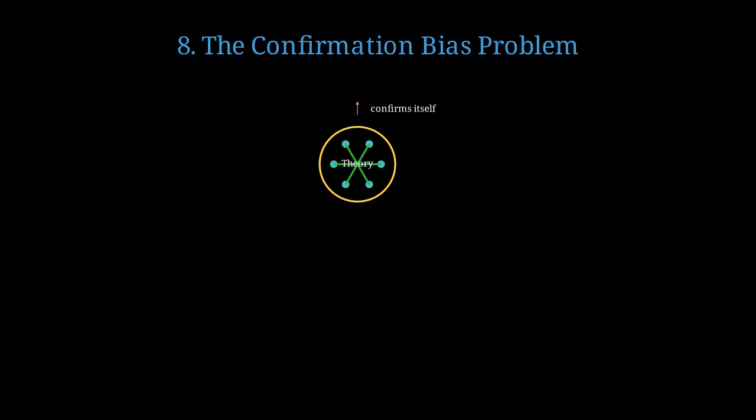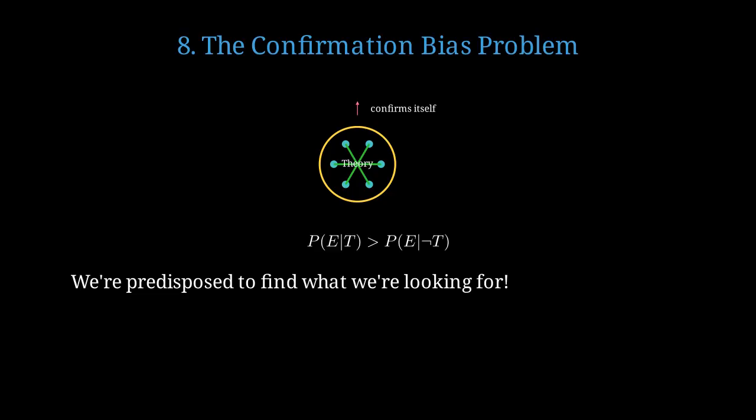The observer theory paradox leads to a serious problem: confirmation bias. If theories determine what we observe, we risk only seeing evidence that confirms our existing theories. The probability of observing evidence E given theory T is greater than the probability without the theory. This means we're psychologically and methodologically predisposed to find exactly what we're looking for.